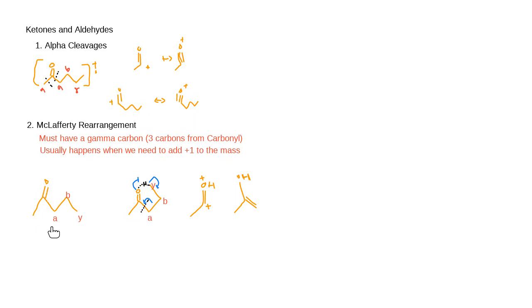Okay, so when we're cleaving, let's say you cleave alpha right here, and you get like 56, but you really need 57. Those are just made up numbers, by the way. If you get one short of the mass you need, that means you have to do a McLafferty rearrangement. But make sure you have enough carbons to do that in the first place. You have to have 3 carbons away from the carbonyl, or in other words, you have to have a gamma carbon. Okay?